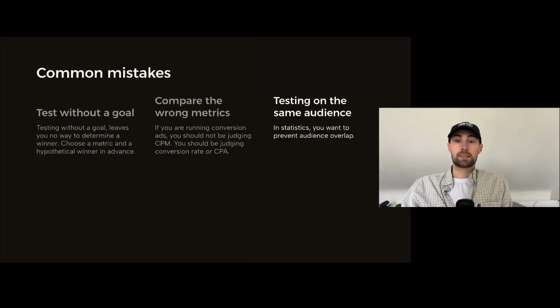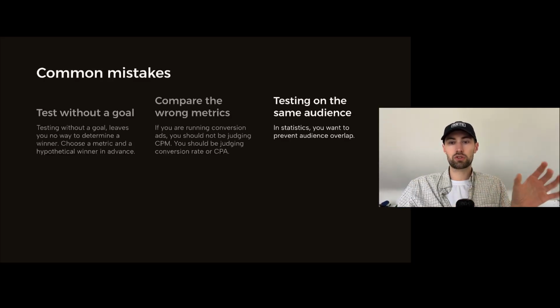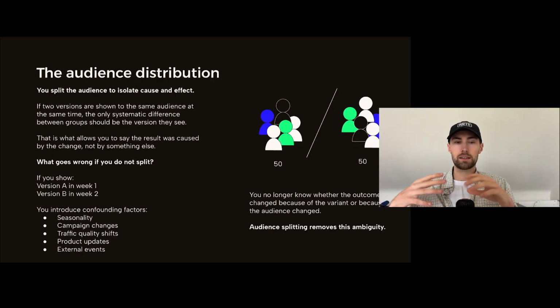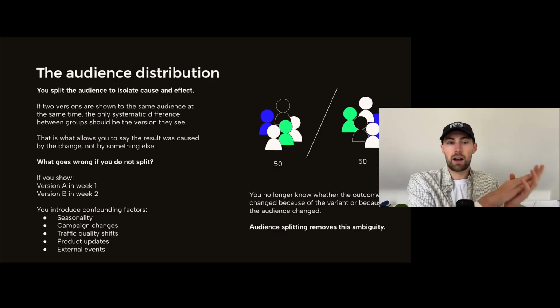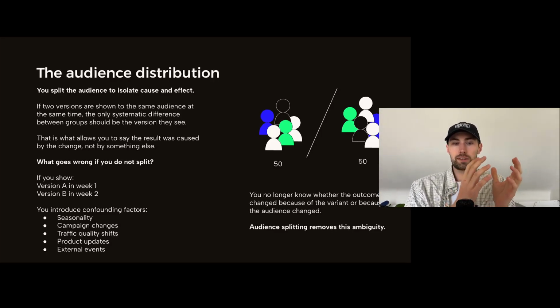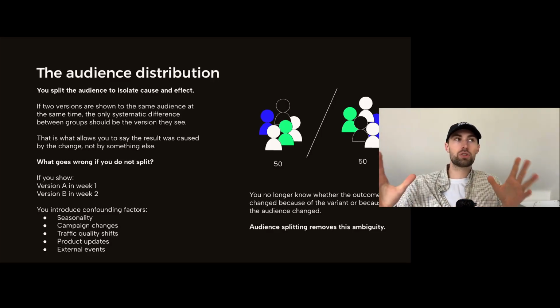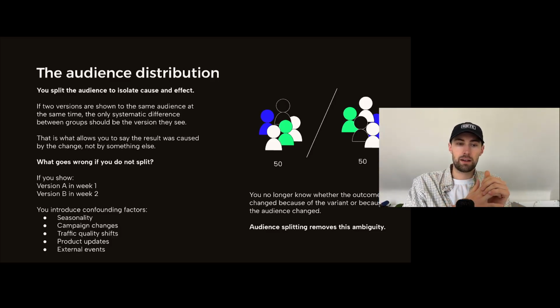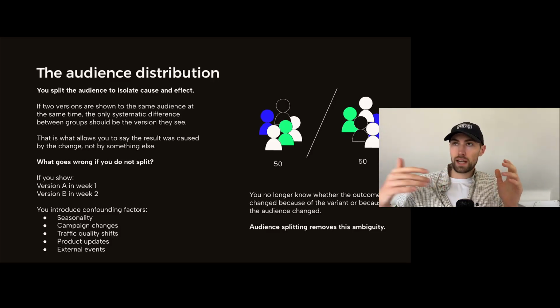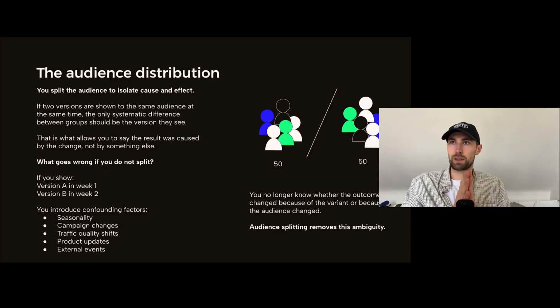The third common mistake is testing the ads on the same audience. In statistics, you always want to prevent audience overlap. Why is that? Because you want to isolate cause and effect. If you're showing two versions to the same audience at the same time, the only difference is or should be the one version they see. If you push an A/B test or a multivariate test on the same audience, you're adding a logic, you're adding seasonality, you're adding a storyline. Those are all factors you don't really want. You want the test to be as pure as possible, which is why you always split the audience.